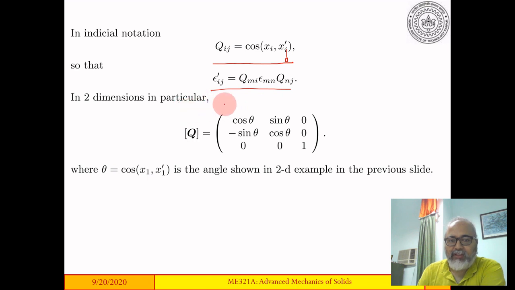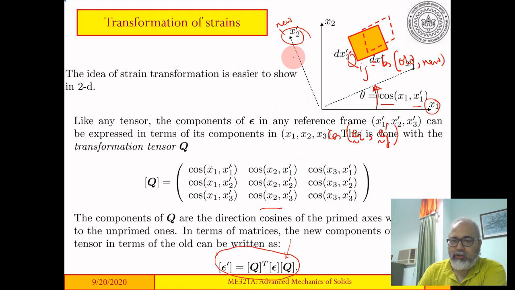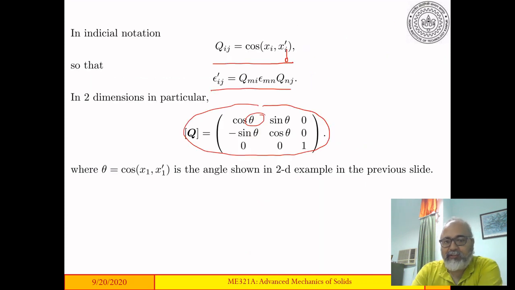Especially in 2 dimensions, this is the transformation matrix that we get, where theta is the angle that I showed between x1 prime and x1 axis. So it's also the angle between x2 prime and x2 axis. So in 2D, it takes a very simple form, easy to remember: cos theta sine theta minus sine theta cos theta. There's no transformation in the 3 direction, so this is all zeros except this, which is 1. This we had derived before, and this is what we will use for 2-dimensional transformations.